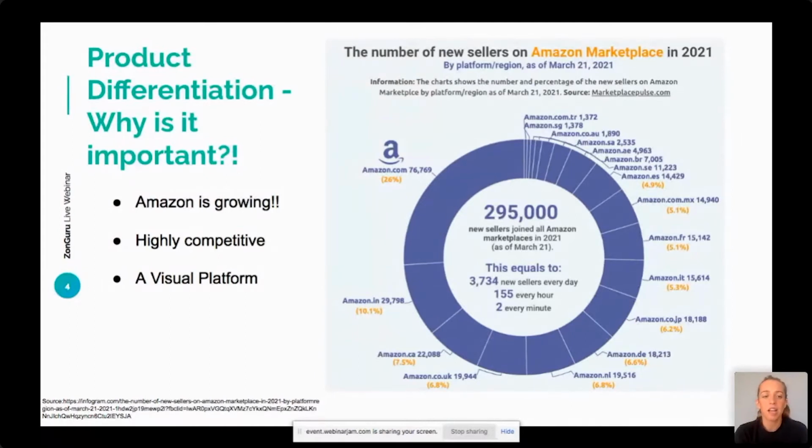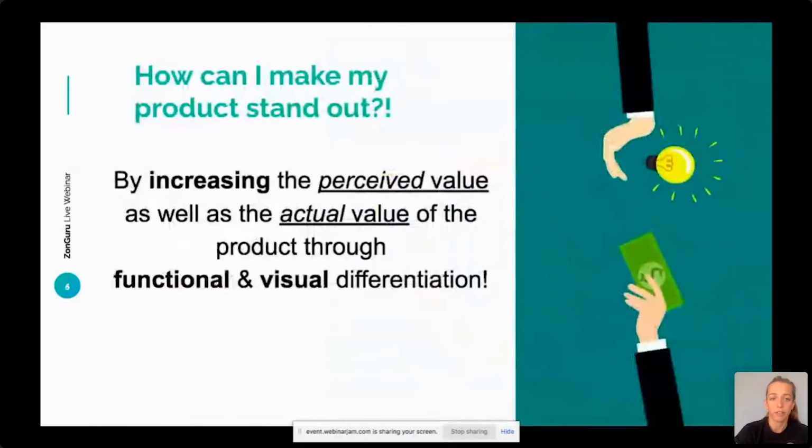All these new competitors coming on, what is going to make a customer click on your product? What's going to make yours stand out? It is becoming very highly competitive. That's why your product needs to be better. And obviously, Amazon is a visual platform, meaning that people are scrolling through. They're not stopping to read your title or your dot points. They are looking at the photos. And if your photo stands out, that's what's going to get the click, and that's ultimately what's going to get the purchase. So those are the reasons why we need to make our products different.